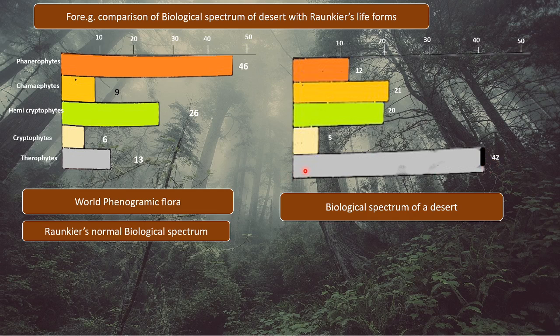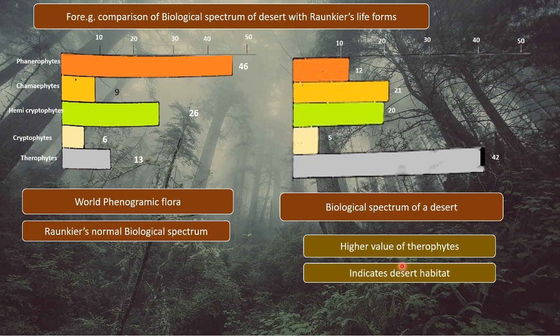And how did they find that these therophytes are maximum? Because they listed the plants present there, and based upon their characteristics they found that all of these plants fall under the therophytes life form, and therefore there is 42% value of plants that belong to therophytes. So this is obvious that when there would be more therophytes, the area would be a desert, right? So a higher value of therophytes indicates a desert habitat.